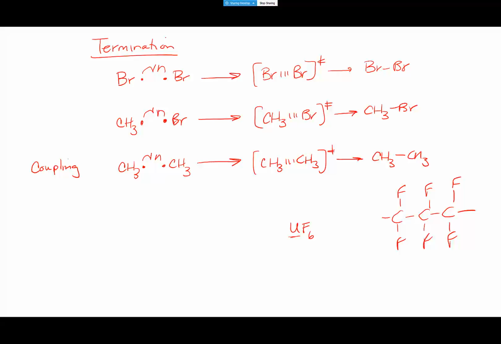Okay. So this is the free radical halogenation steps. And this will occur with chlorine or bromine. And we'll talk about the differences here as we go along. Right. Okay, everybody with me?